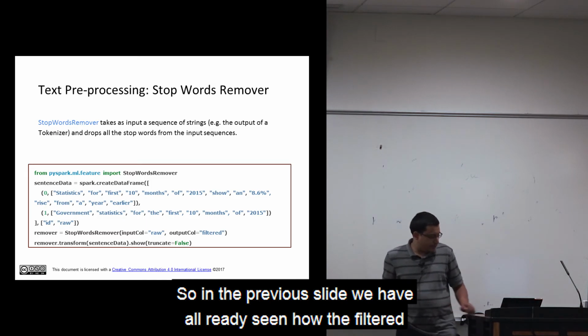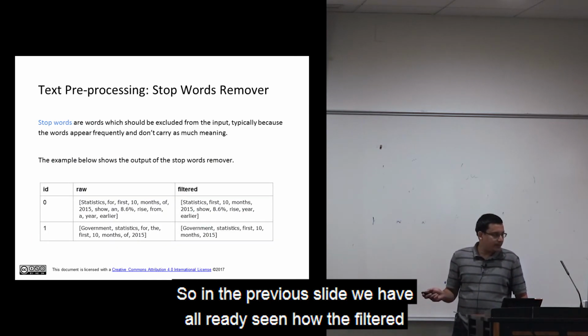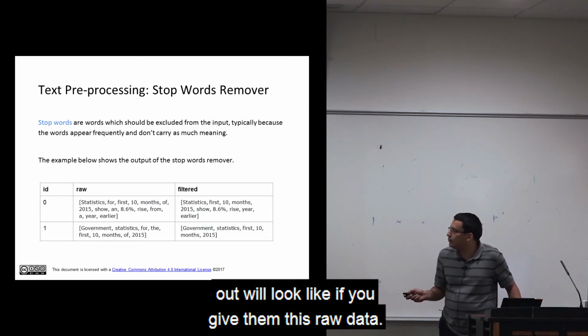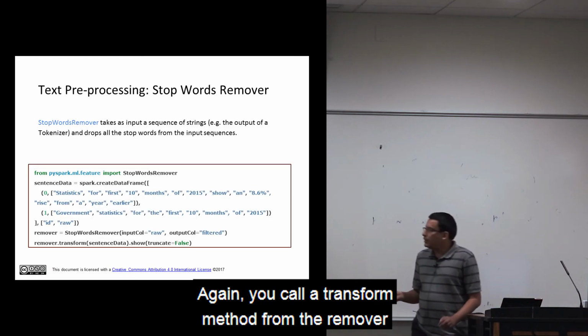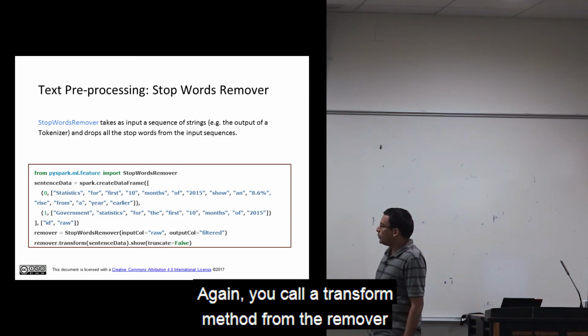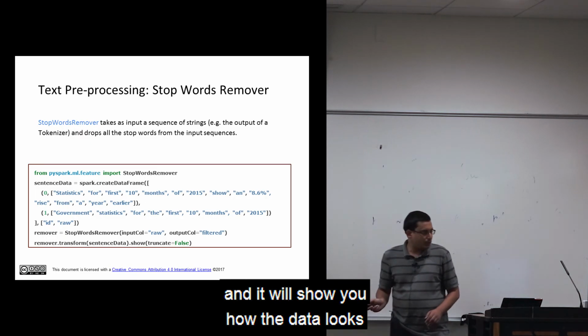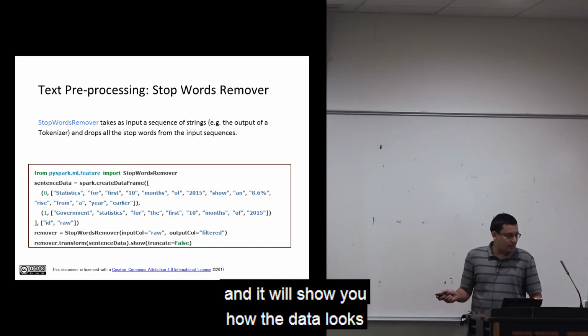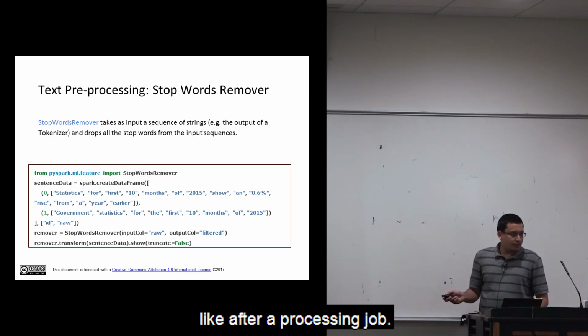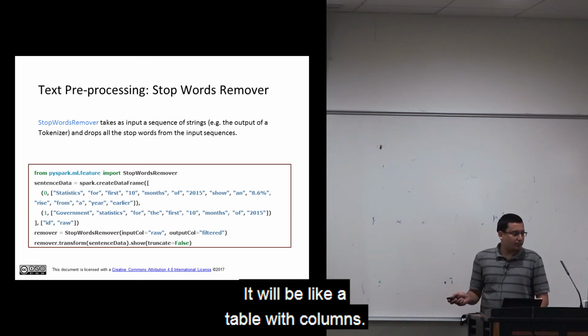In the previous slide we have already seen how the filtered output will look if you give it this raw data. Again you call the transform method from the stop words remover instance and hand over the sentence data, and it will show you how the data looks after the processing job. It will be like a table with columns.